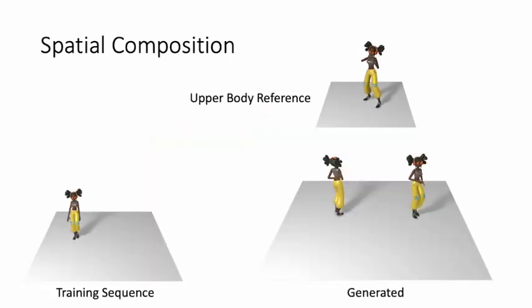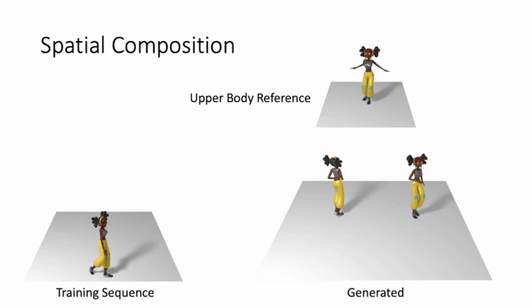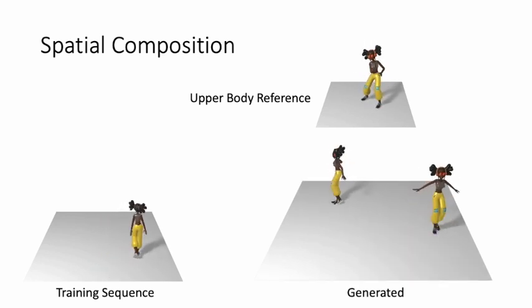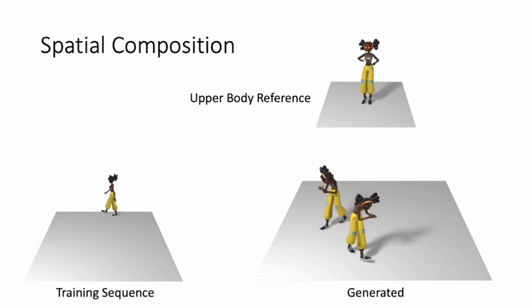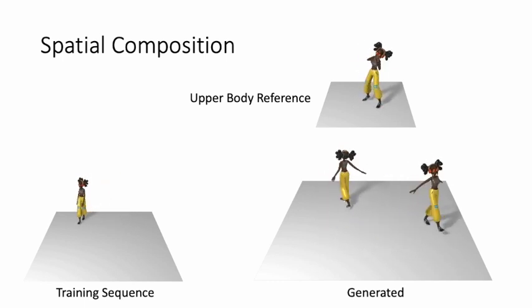In the spatial case, our model is given reference body parts and generates the rest according to the motifs of the motion it has learned. In this example, the upper body reference is an exercise motion, while the network is trained on a walking motion. The composed result both exercises in the upper body part and performs the walking motion with the lower part.